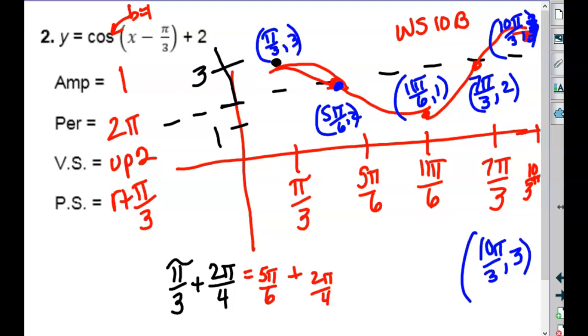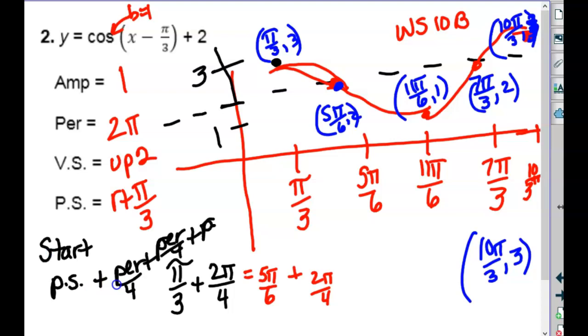Okay, so one more time, make yourself a note. You start with the phase shift, and then you keep adding the period divided by 4, and then you add again the period divided by 4, and then you add again the period divided by 4. Everybody good? That's how you find the quarter points. And if they're in terms of pi, just leave the pi off and write it on your graph. I'm trying to make this as straightforward as I can.